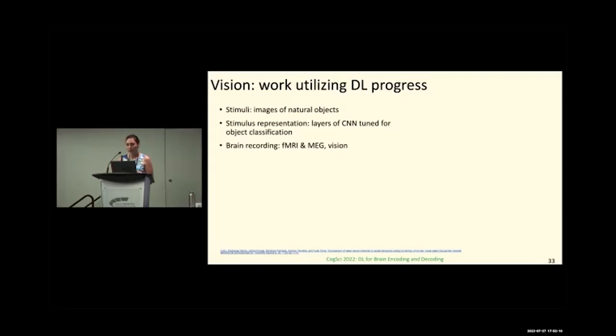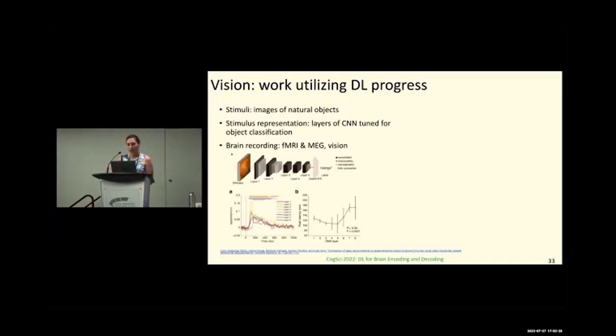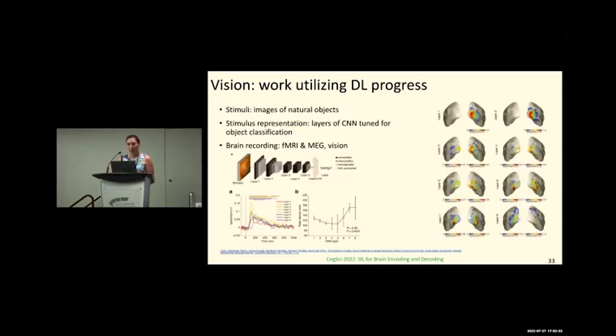So the second work that I want to highlight is by Radek Cichy and colleagues, and they showed a similar property of CNNs, but with fMRI and MEG recordings of humans seeing natural objects. So I'll go through this quite quickly. Again, these networks were tuned for object classification. And they showed a similar hierarchy for these object-classification-tuned CNNs, which capture stages of human visual processing in both space and time. So they did this both in MEG and fMRI.